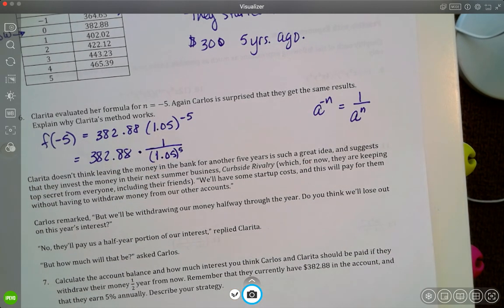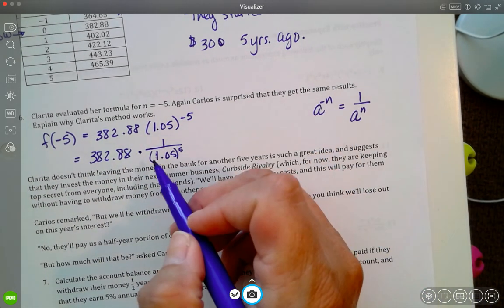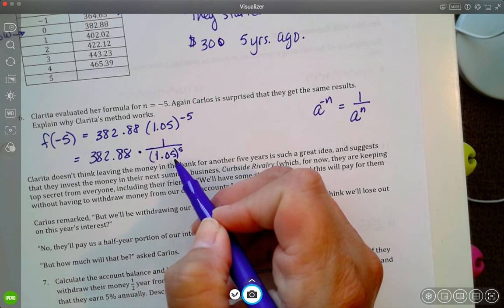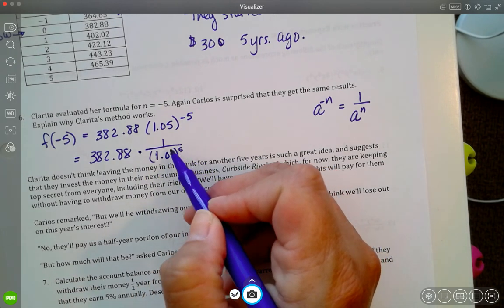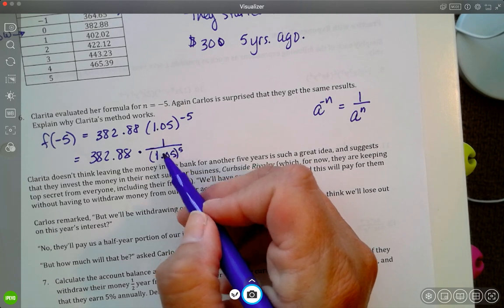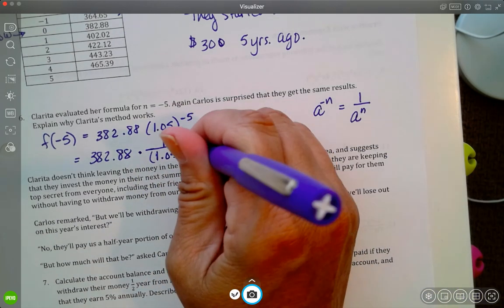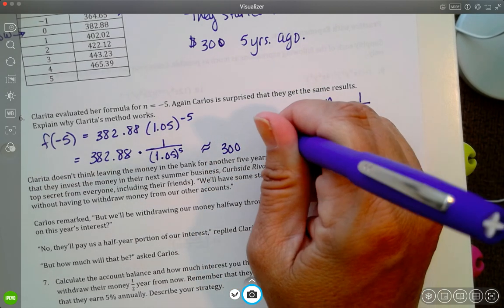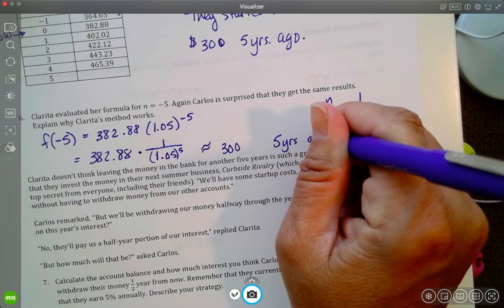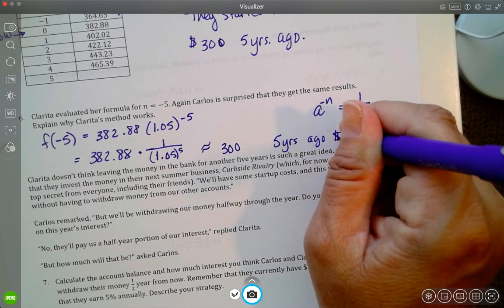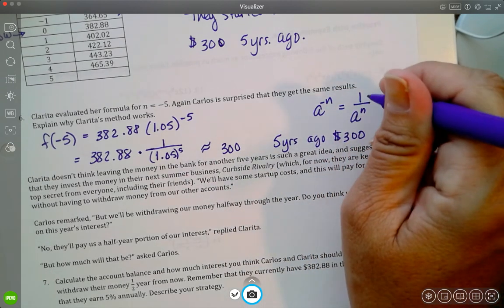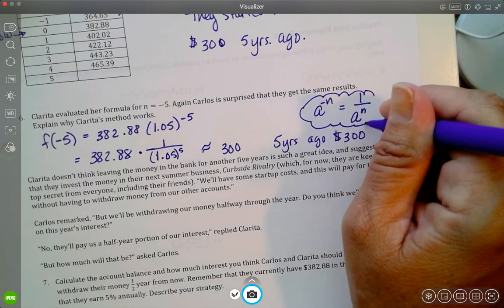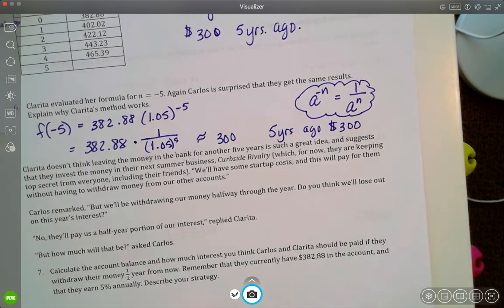Okay, so if you figure out what this is to the 5th power, and then divide 1 by that and multiply it, she ends up getting about $300 also. So 5 years ago, $300. Okay, because you can kind of use this to help you evaluate that if you have a negative exponent.